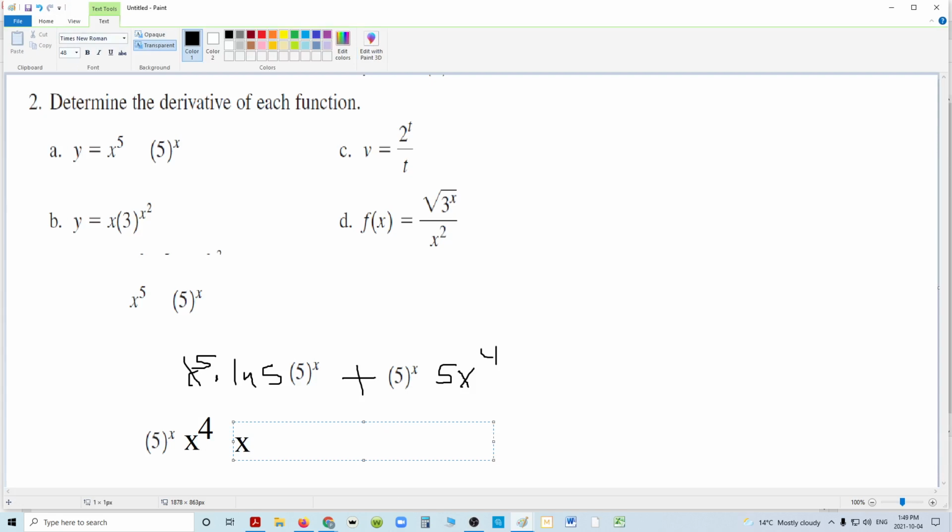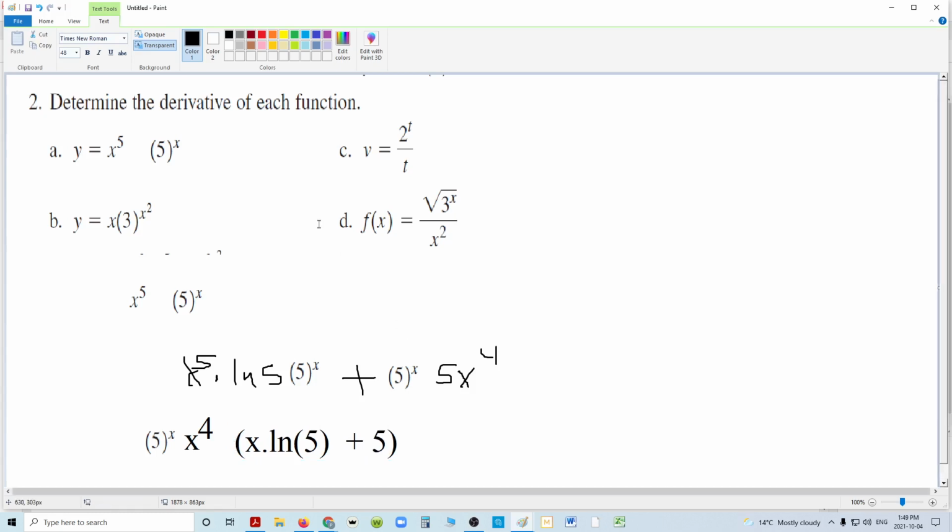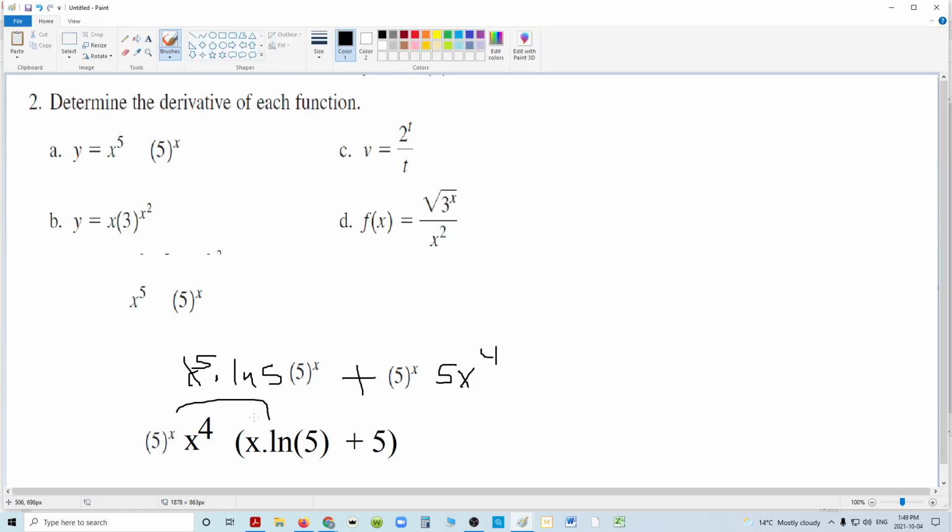And I'm left with x times ln of 5 plus 5, all in brackets like that. And essentially I'm saying this is going to be multiplying through to there. And sure enough, if you look, oh, I took the 5 out, so it's just 1. No, I just took the x to the 4 out. So if I was to multiply through, you could see that I would return to what I have up here.